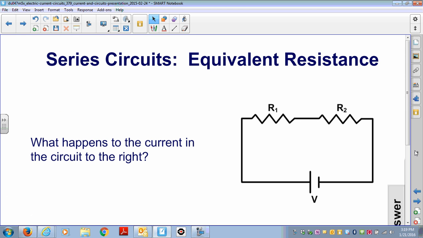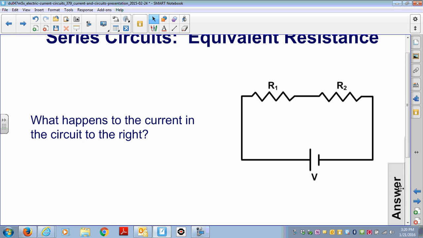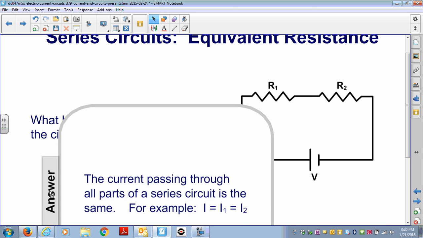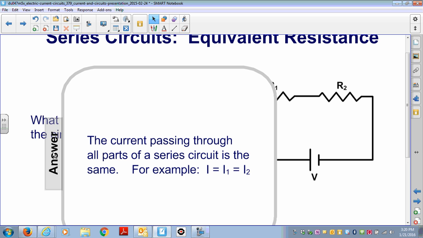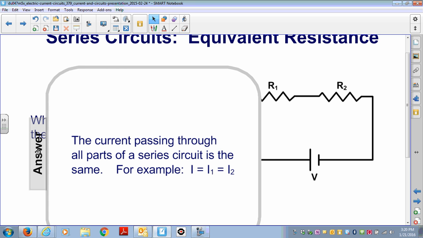What happens to the current in the circuit to the right? Go ahead and pause the video now. Okay, so let's see. The current passing through all parts of the series circuit is the same. So in this example, I is equal to I1, which is equal to I2.